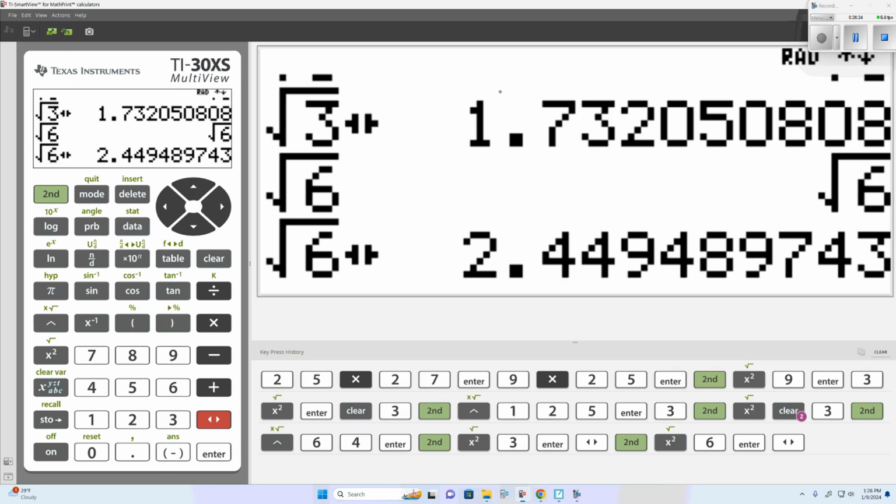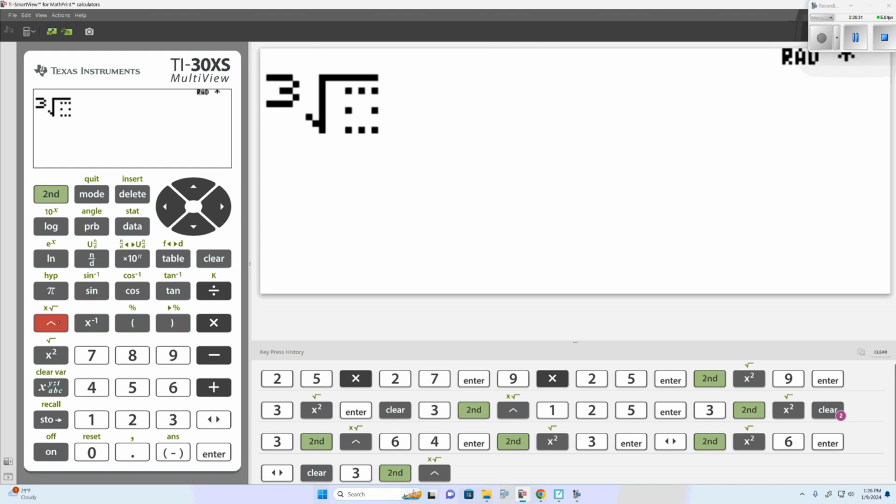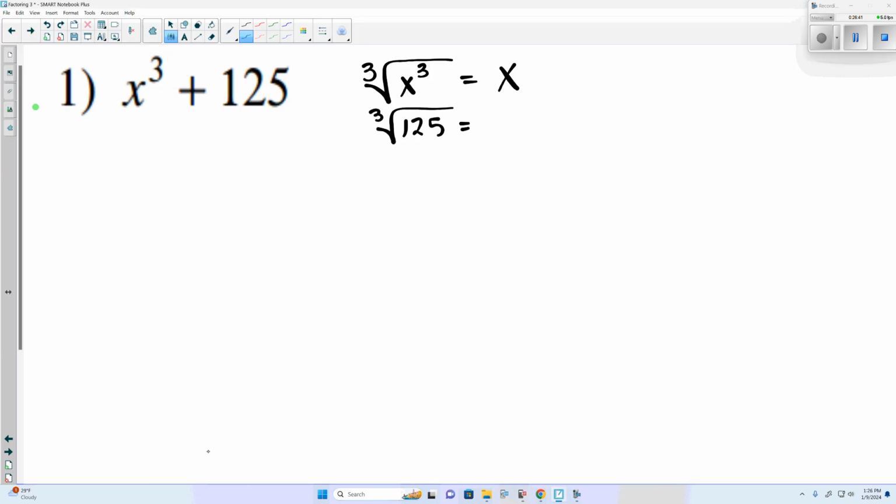Now, the cubed root of 125, we can do that in a calculator. We can do 3 second cubed root of 125 is 5. So that tells us the cubed root of 125 is 5. So this is the sum of two cubes.